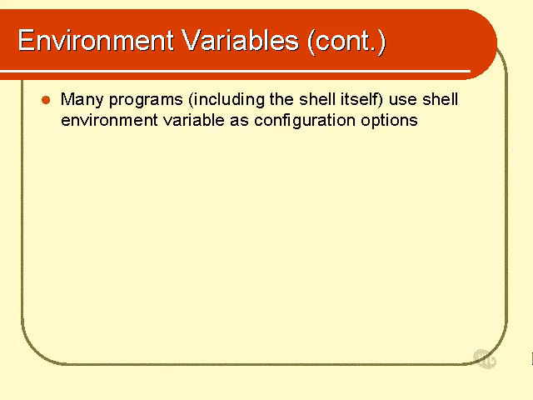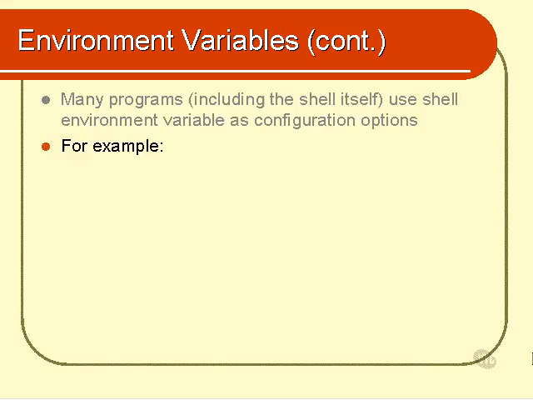Well, many programs use these shell environment variables as configuration options, and the shell is one of them. For example, if you had an environment variable called temp and its value was set to be the directory /home/fred/temp, then that might possibly be the directory that various programs use in which to store temporary files. Adjusting the environment variable would cause the temporary files to be stored in a different directory.